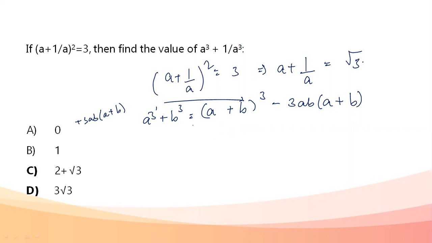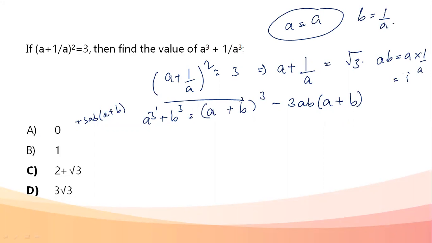In that way, I know the value of some of the known factors that I have here. Okay, now a³ + b³ is (a + b) the whole cube minus 3ab(a + b), where this a stands for the a that is given to me and b is actually 1/a. So if I have a into b, that's a into 1/a. The value of a into b is 1. Okay, let's put the values. a + b right now is a + 1/a, which is given to me. It's root 3. Root 3 the whole cube.